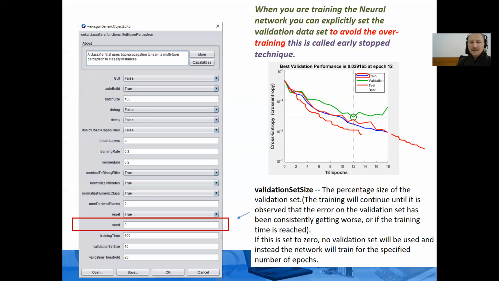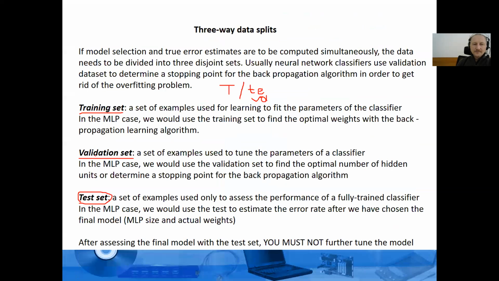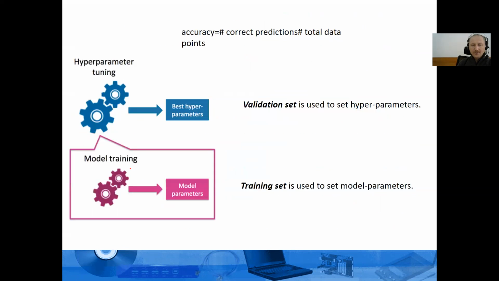That's why, in some models like artificial neural network, you should divide your train data further, putting some part of it into the validation set. We'll give all these examples.